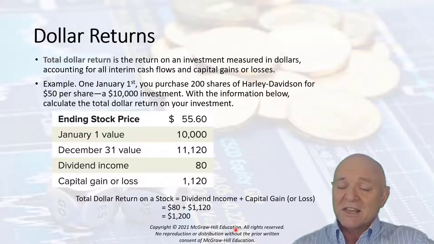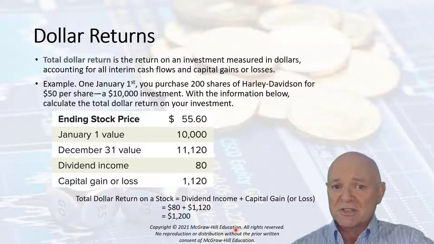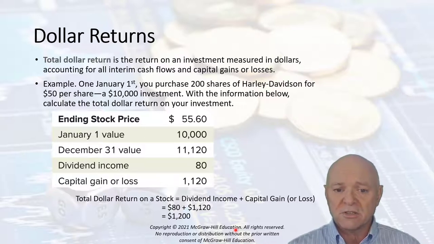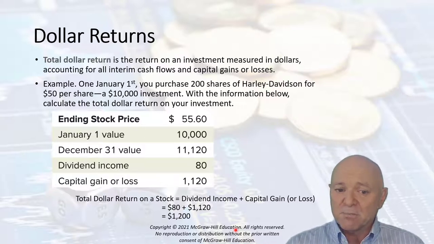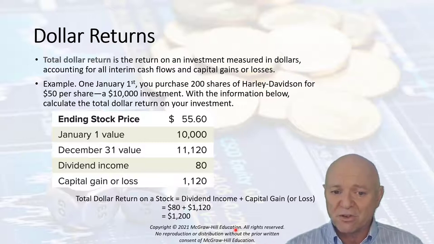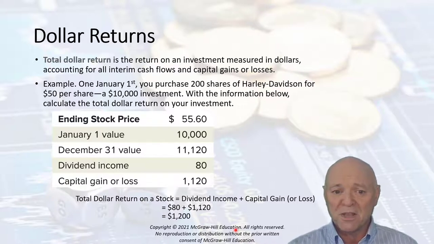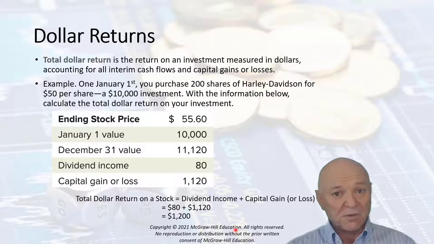Now, from this we can calculate the capital gains, and we also have a little bit of information about our dividends. The initial value was $10,000 for those 200 shares. At the end of the year, the value had appreciated from $50 to $55.60. $55.60 times 200 gives us $11,120. That's our end of period value for our investment. The difference between $11,120 and $10,000 is $1,120. That's our capital gain.